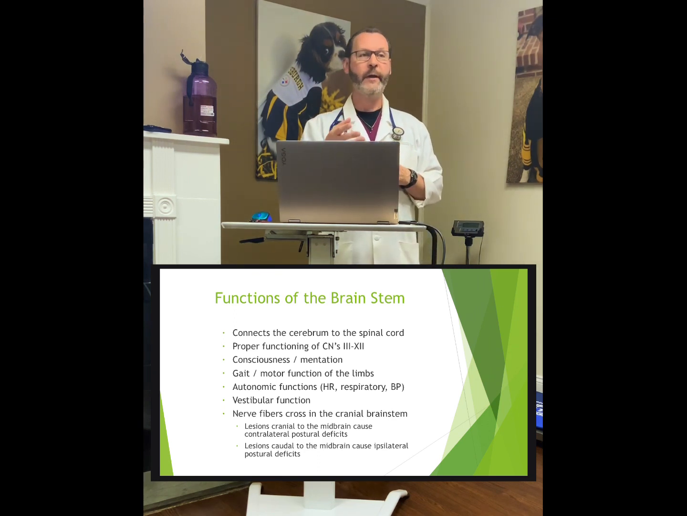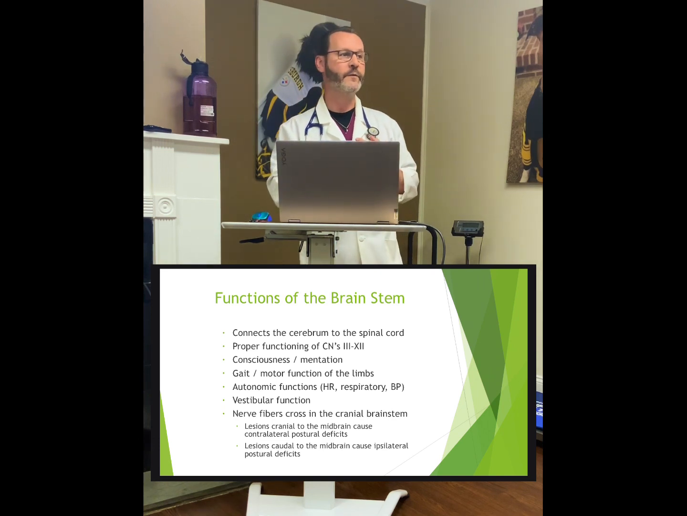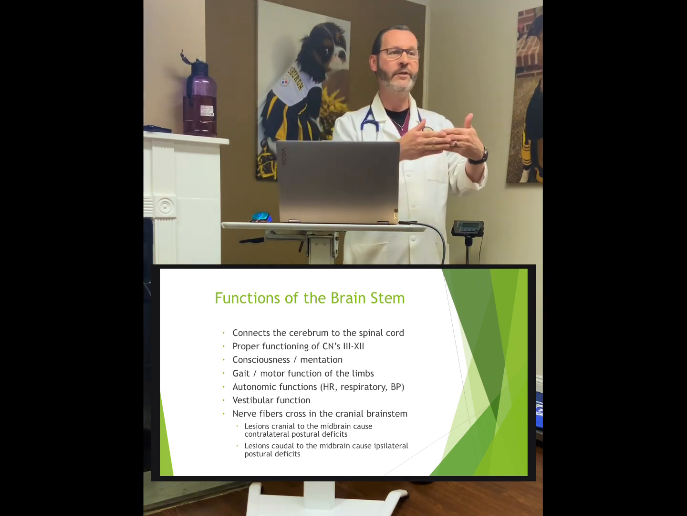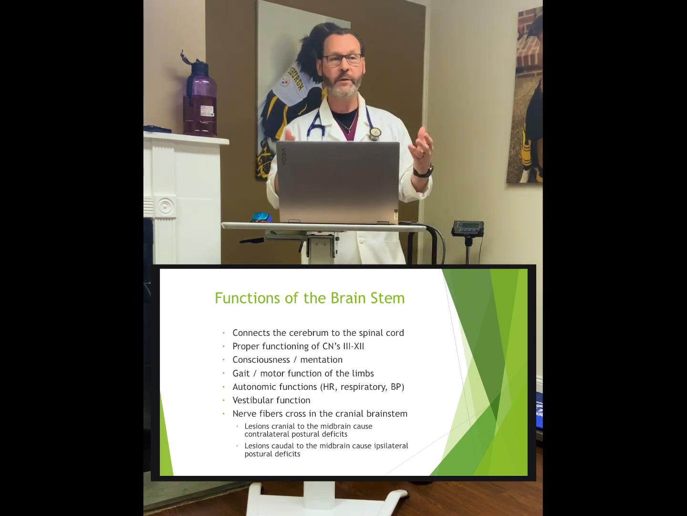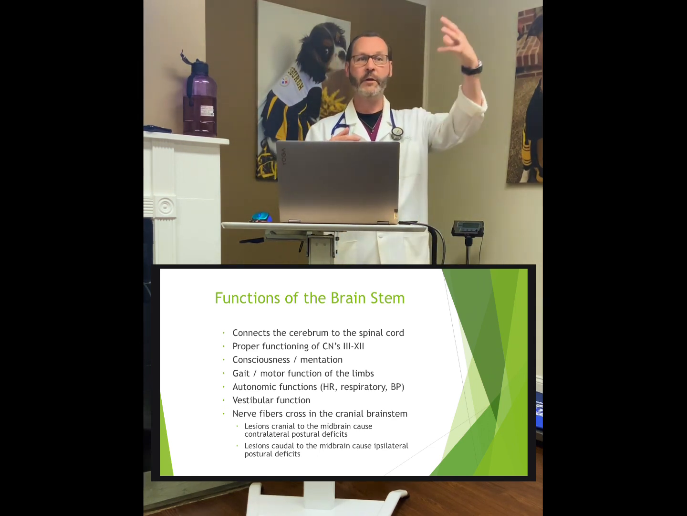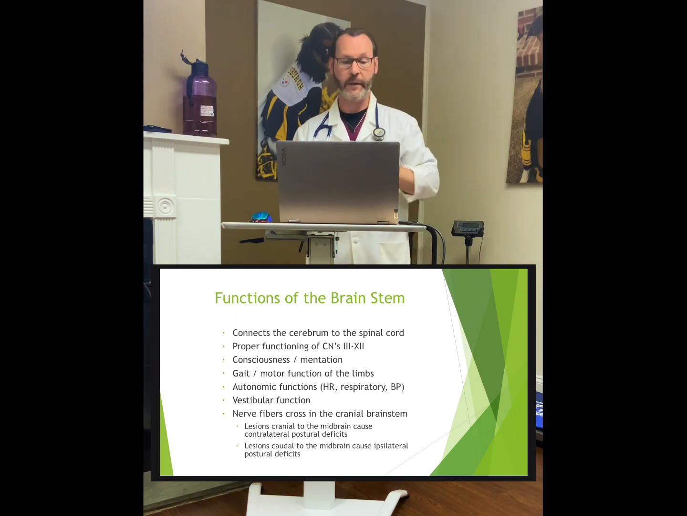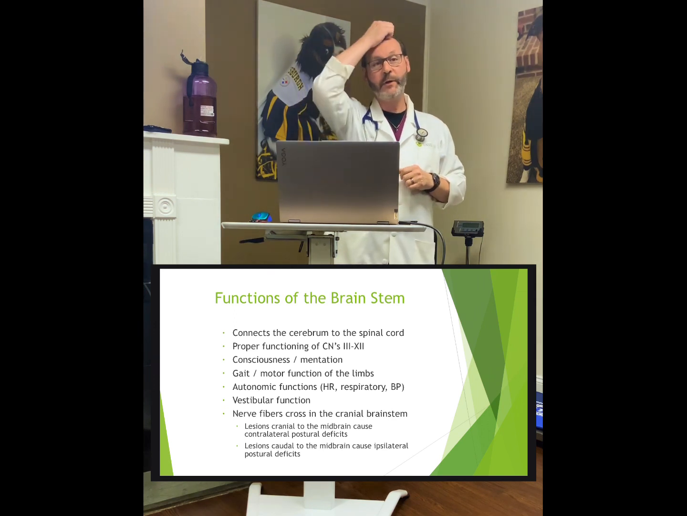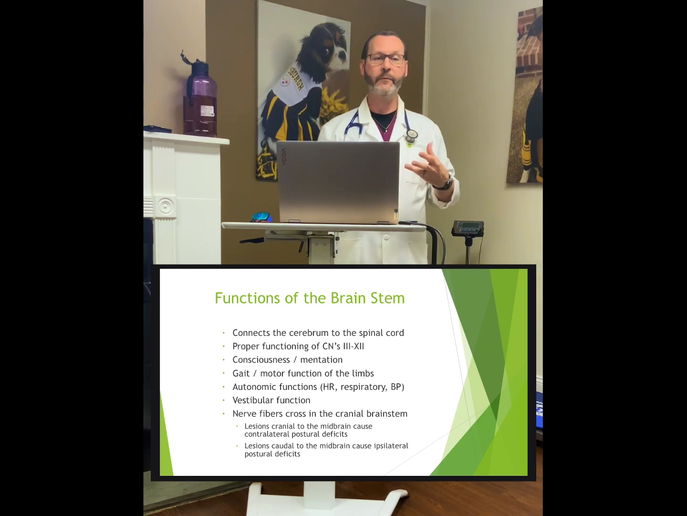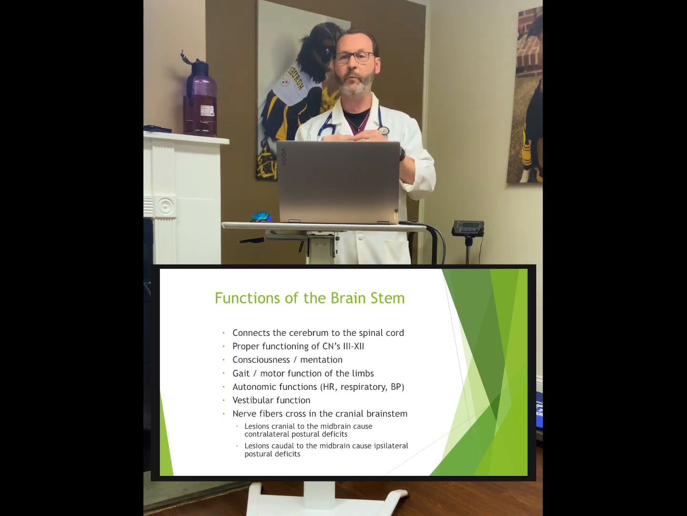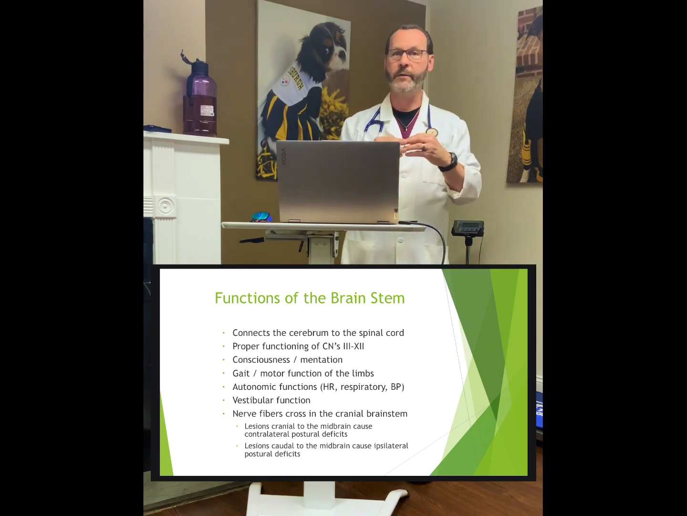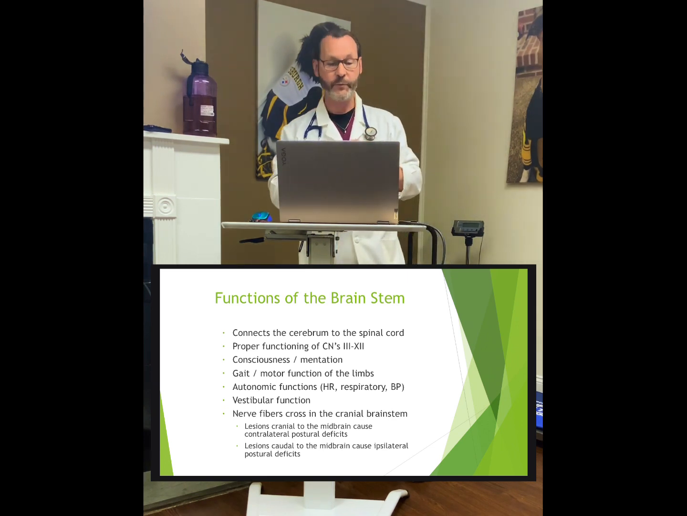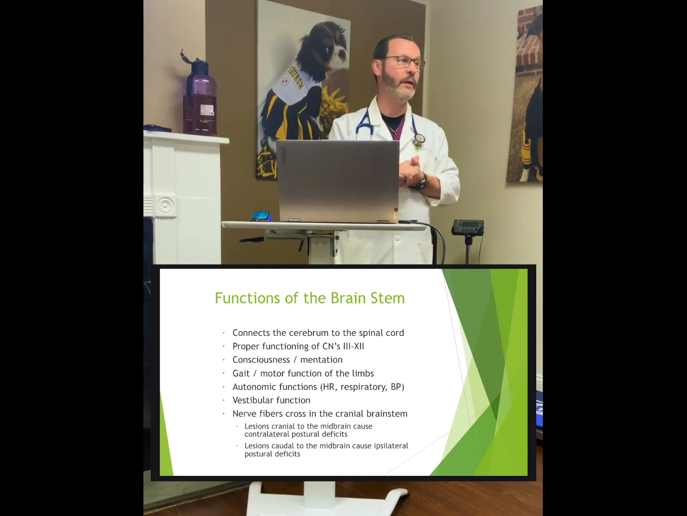You have all the cranial nerves except for the first two. So cranial nerves 3 through 12, the nuclei originate in the brainstem. Gait and motor functions of the limbs are going to be controlled there because it's the conduit from the brain down to the rest of the body. And in the brainstem is where some of the more basic functions of the body reside. The brainstem is the more archaic portion of the brain evolutionary-wise, so you're going to have the most basic functions: control of heart rate, respiratory rate, temperature, blood pressure, things like that.